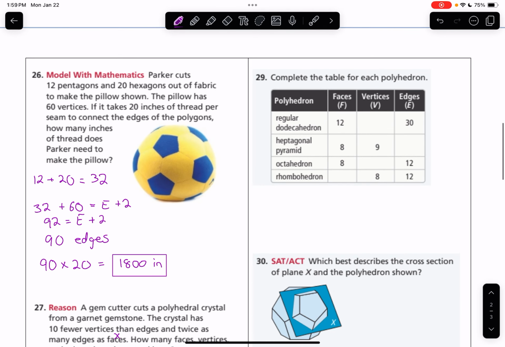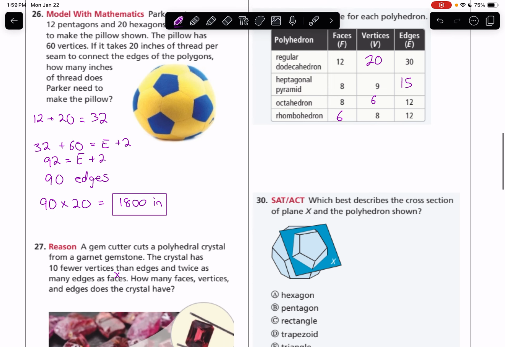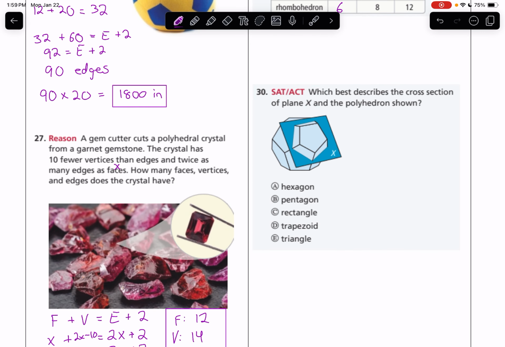Next, complete the table for each polyhedron. Of course, we're just plugging these into the equation. So there should be 20 vertices, 15 edges, 6 vertices, and 6 faces. And then finally, this cross section is, of course, a pentagon. So nothing too crazy on this worksheet. Let me know if you've got any questions for me, but I think you will get this figured out.